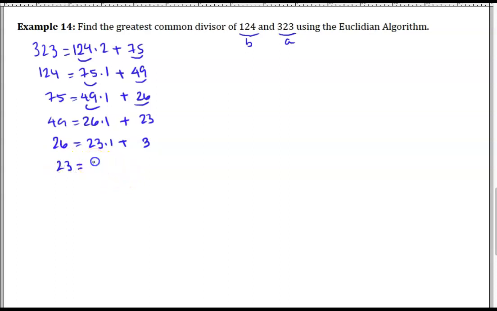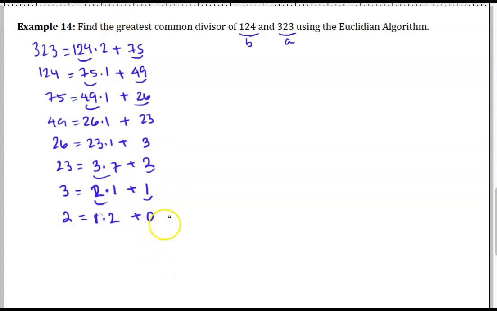23 equals 3 times 7 plus a remainder of 2. Right, so 3 equals 2 times 1 plus a remainder of 1. Okay, and finally 2 equals 1 times 2 plus a remainder of 0.